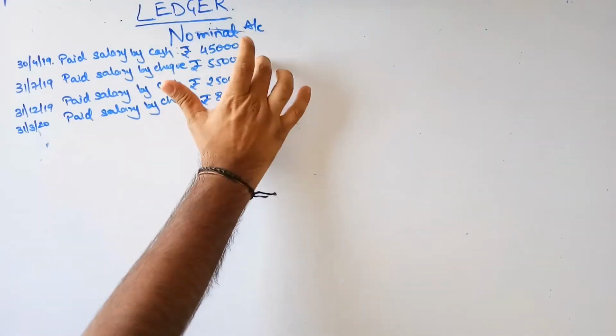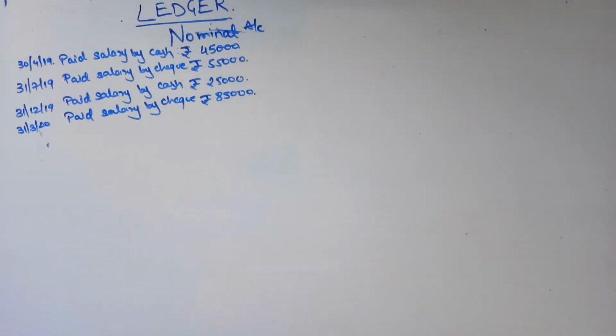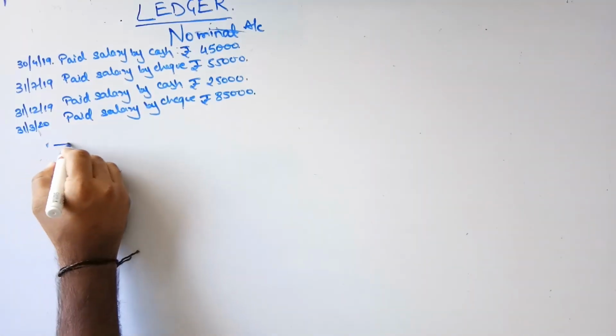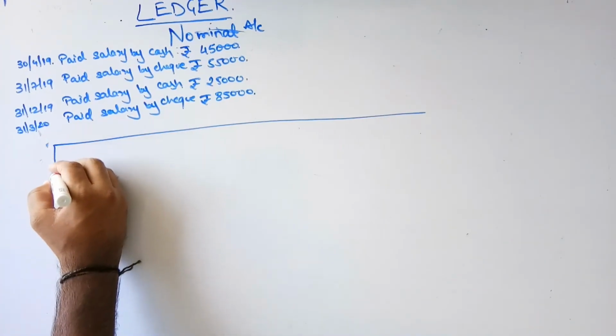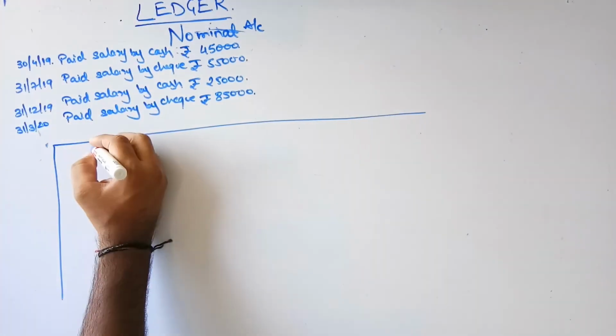These are the four transactions. We have paid a certain amount of salaries, and we will be preparing the ledger account for salary. Okay, guys, understand here. Now let us make the ledger account of salary. Tell me one thing: is salary a personal, real or nominal account? Very good. Salary is a nominal account.